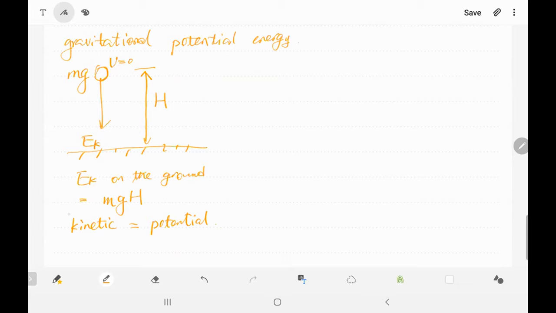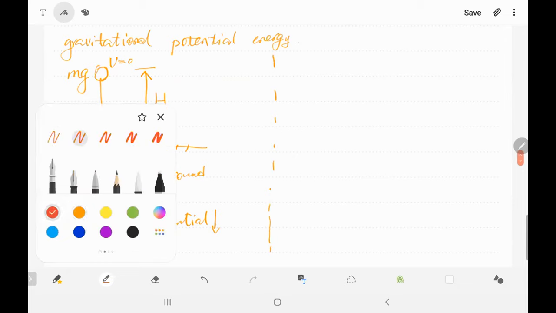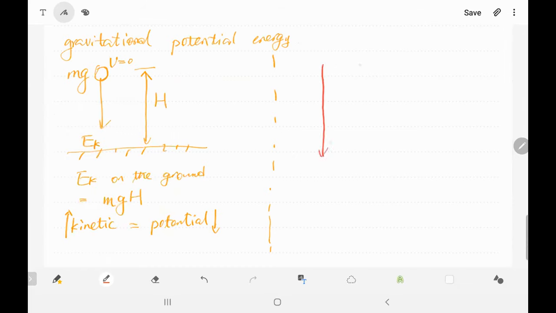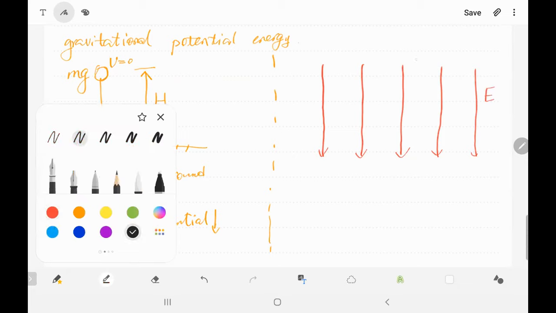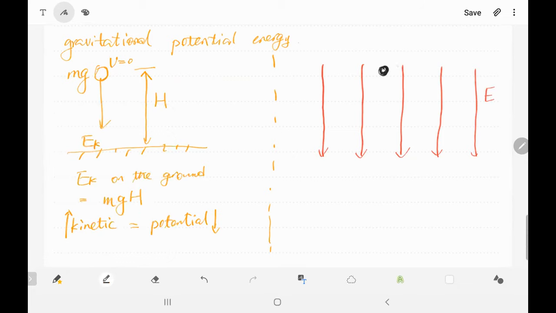And if the kinetic energy increases, the potential energy decreases. So during the motion, the potential energy converts into the kinetic energy. This is in physics one. And in physics two, we have the same thing. If we have a uniform electric field, in the electric field there is a charge, a positive charge. If this positive charge moves in the electric field, the moving direction is in this direction.